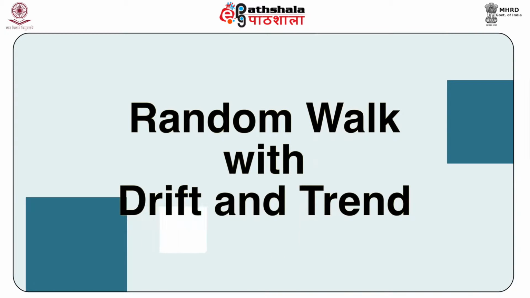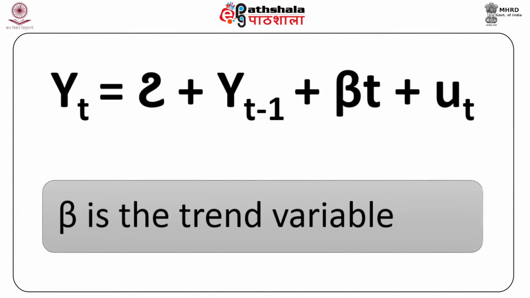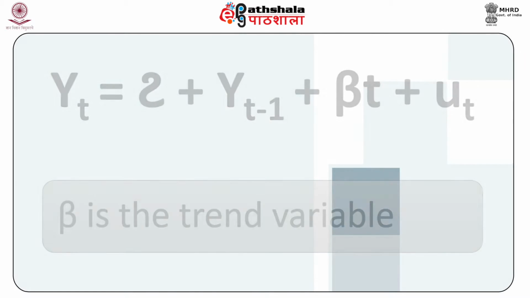Similarly, we can define random walk with drift and trend, a model which contains both the drift and the trend variable. We term it a random walk with drift and trend. So how do we write such an equation? Such an equation is written as yt is equal to delta plus yt minus 1 plus beta t plus ut, where beta is now the trend variable.